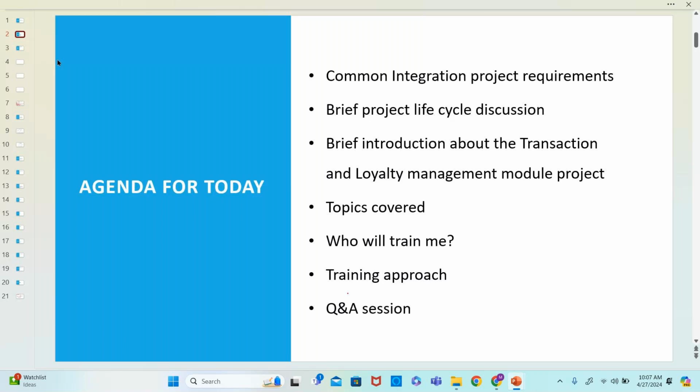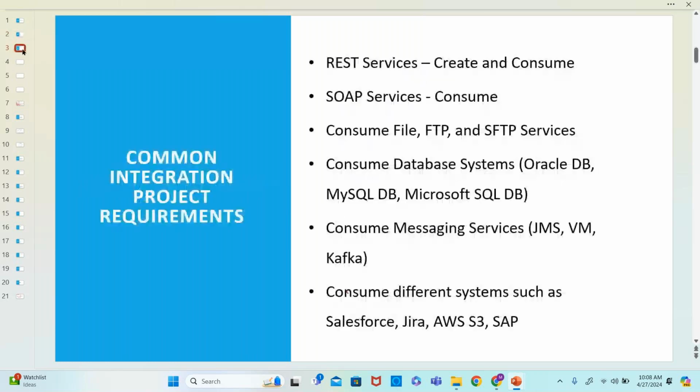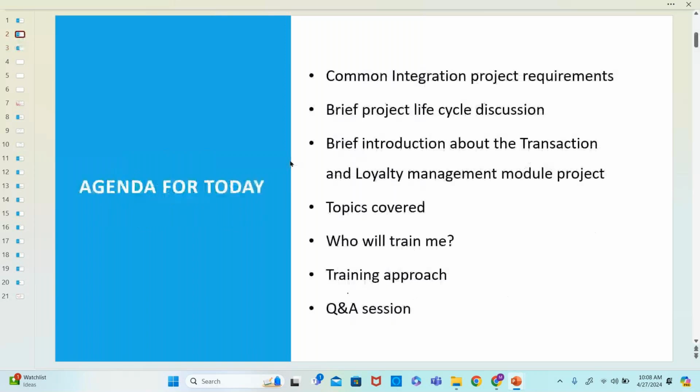For example, DB: most of the projects will have a database. DB means database. That way, I have gathered all the common integration project requirements and put them into a slide. If you observe, these are the common integration requirements. We'll discuss them before proceeding. This will set the stage for what to learn in a MuleSoft project.